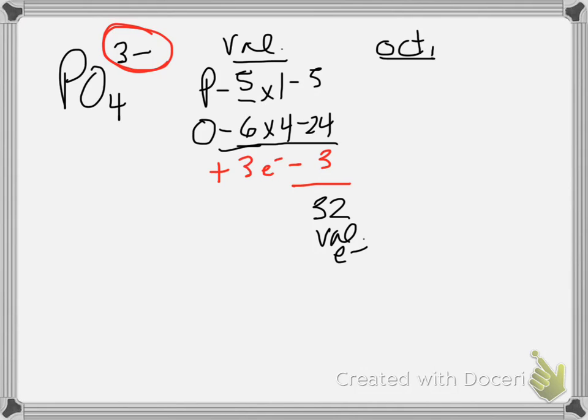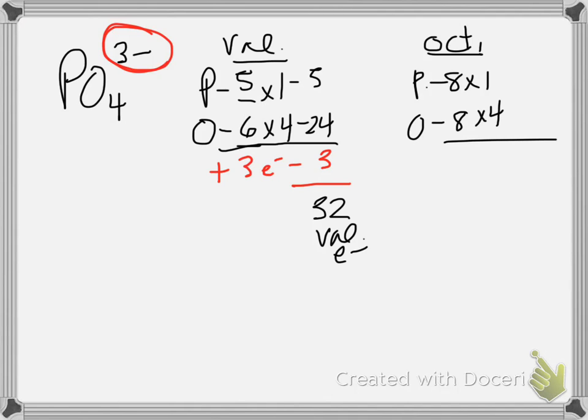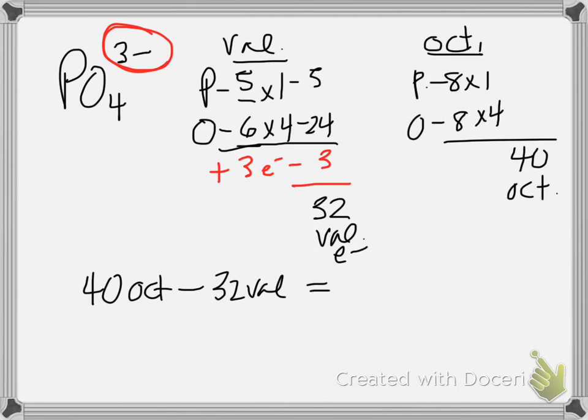How many would it like to have for an octet? Well, phosphorus and oxygen are both octet conformers. 8 times 5 atoms, we get 40. So octet minus valence equals the number that are shared. 8 shared. So far, so good? Okay. Number of shared divided by 2. 4 bonds.